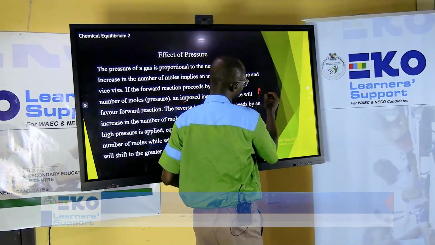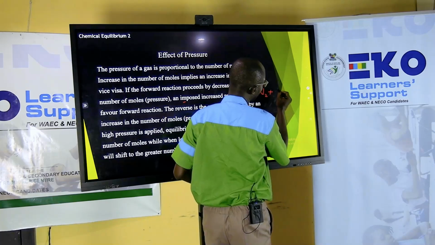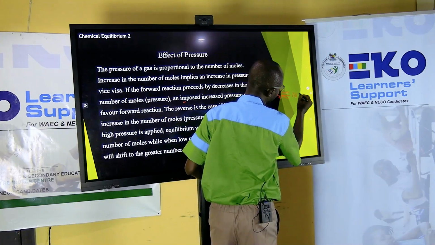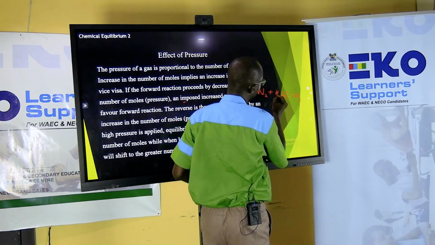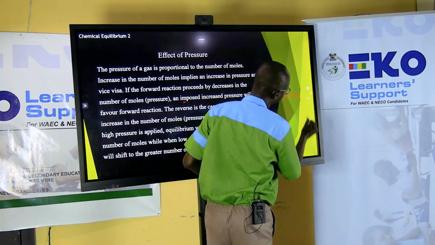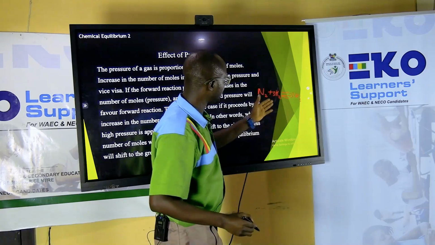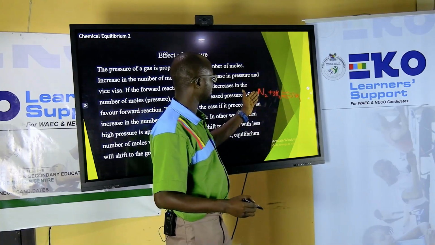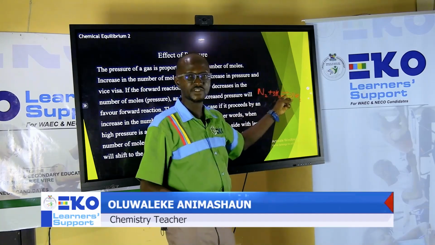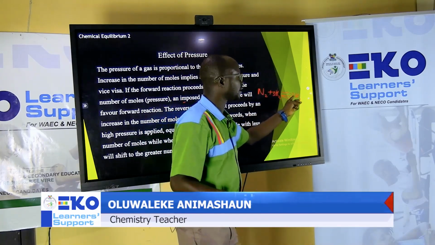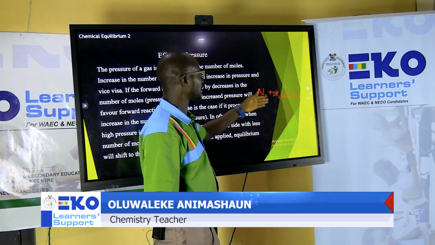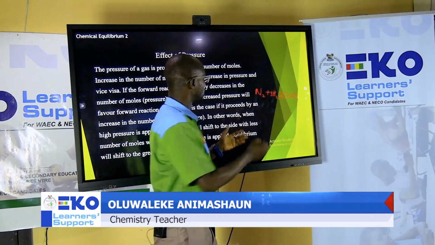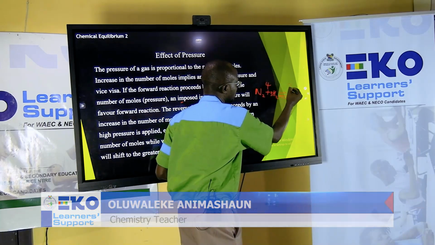Let's take a reaction like this. Nitrogen plus hydrogen to give us ammonia. So this is the Haber process, which we are all familiar with. Looking at it very well, we have total number of moles on the left-hand side as 4. 1 plus 3 is equal to 4. While on the right-hand side, we have 2. So the forward reaction, if you observe very well, leads to reduction in the number of moles. It is moving from 4 to 2.